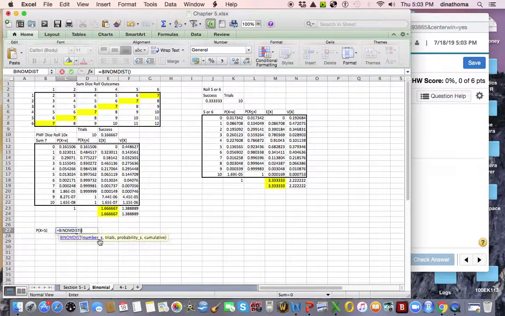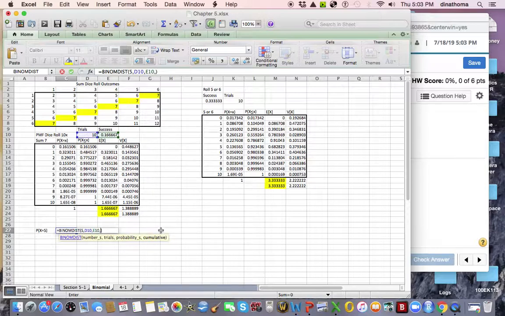First, it needs the number of successes. Well, my number of successes is what my x equals, so that is 5. Then it needs my trials. Well, I'm rolling the dice 10 times, so there's my 10. Then it needs to know, oops, I hit 5 instead of comma. Now it needs to know my probability of success. Well, that is right there.